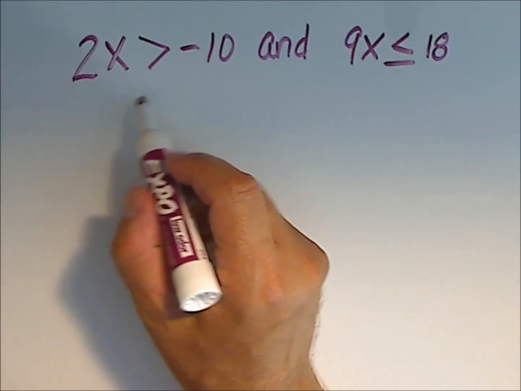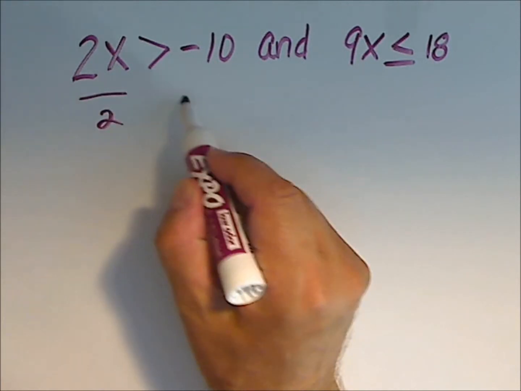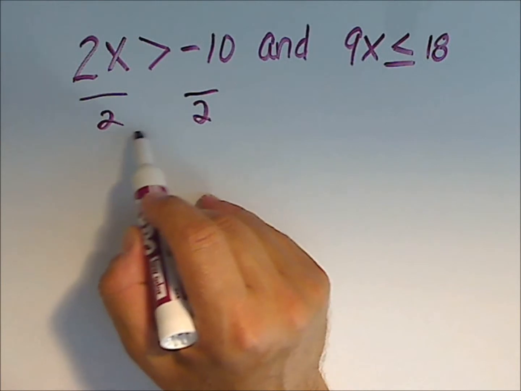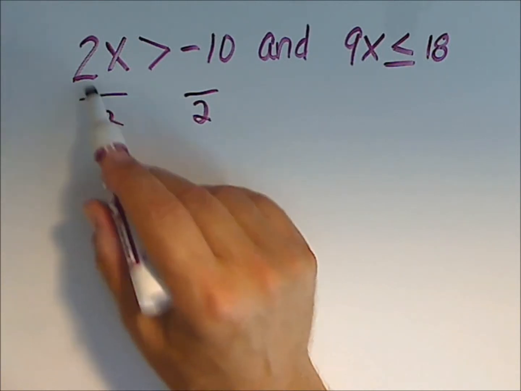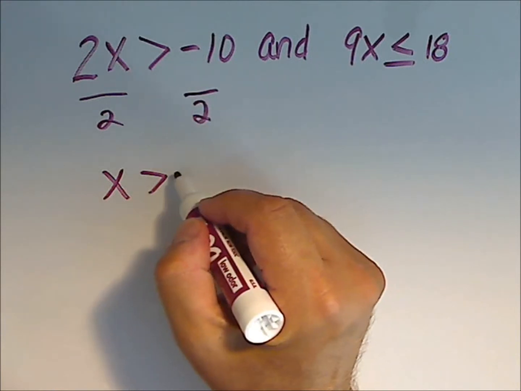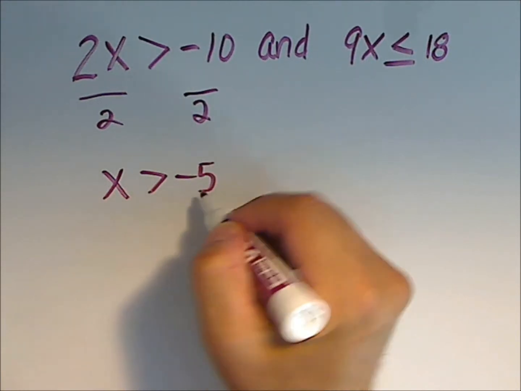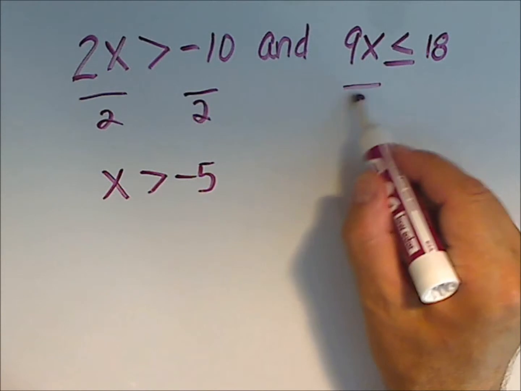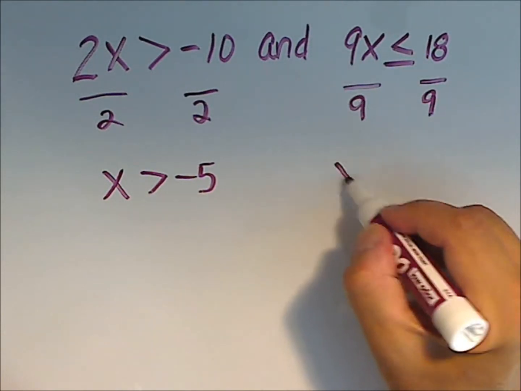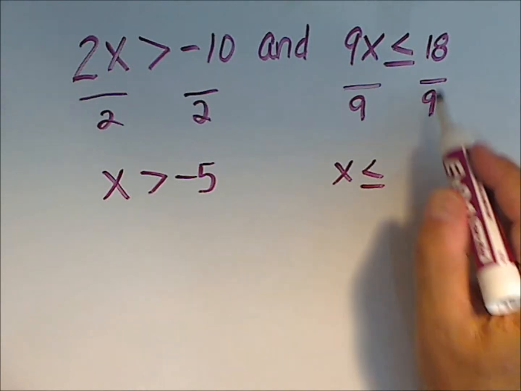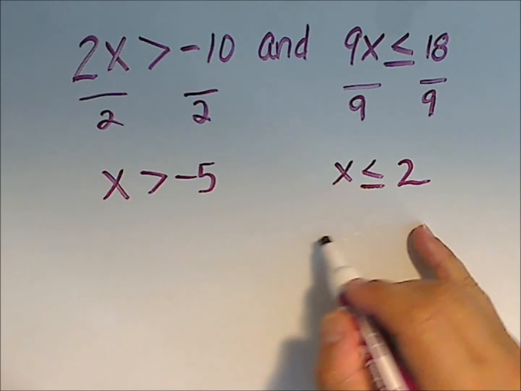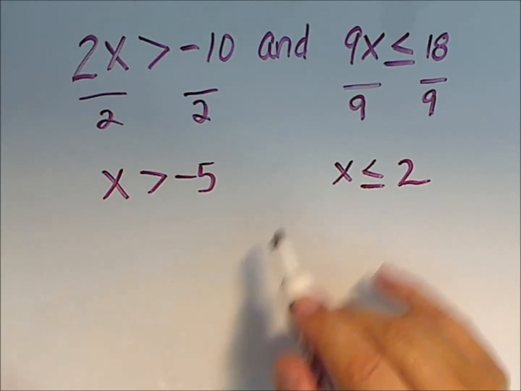First, on the left, I divide both sides by 2. I don't need to flip the inequality sign because I didn't multiply or divide by a negative. 2 goes into 2 once, so I have x, and negative 10 divided by 2 is a negative 5. On this side, I divide both sides by 9, and 9 divided by 9 is x, and that would be less than or equal to, and 18 divided by 9 is 2. Now I can graph them.